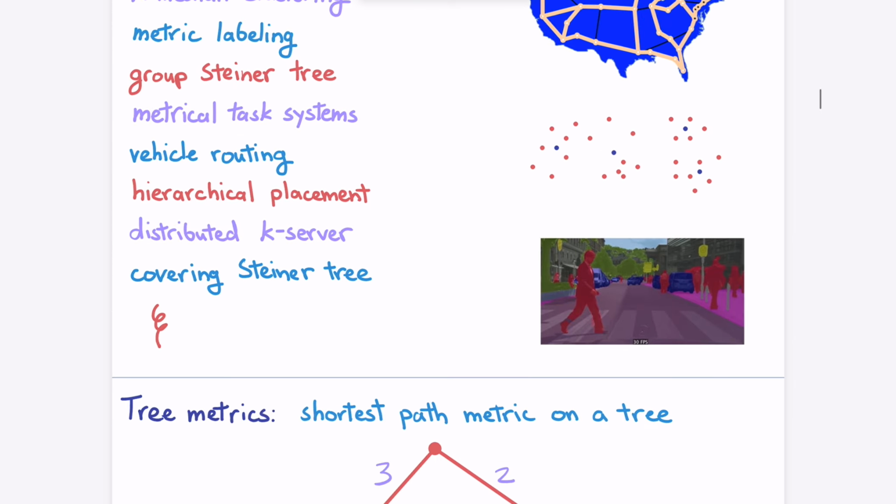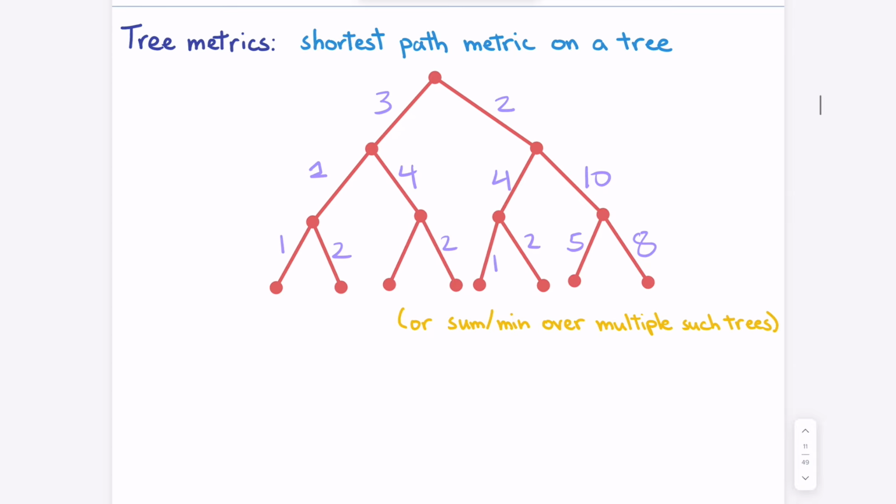Now I want to draw attention to a particular kind of metric. I think last class we discussed shortest path metrics on graphs. This is shortest path metrics on a tree. What's great about a tree compared to a graph? There are no cycles. What makes computing a shortest path non-trivial in a graph?